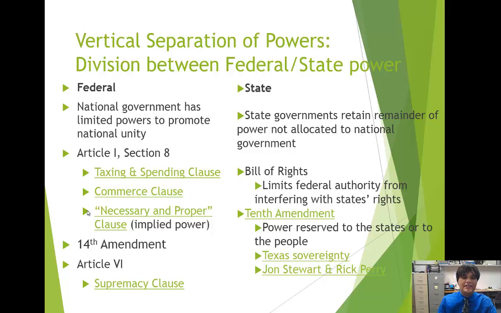So the federal government has these three powers, and I care that you know this for your test. The three powers are the taxing and spending clause, the commerce clause, and the necessary and proper clause. Those are the three that are written in the Constitution. And then nearly a century later, we added the 14th Amendment, which gave them a fourth power.